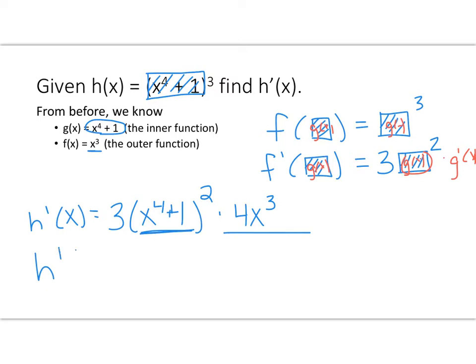So to clean this up, I have h prime of x is equal to 12x to the third times (x to the fourth plus 1) squared. So this is what we mean by the chain rule. I'm doing the derivative of the outer function, and then in place of that x, I have to plug in the inner function and then multiply it by its derivative.